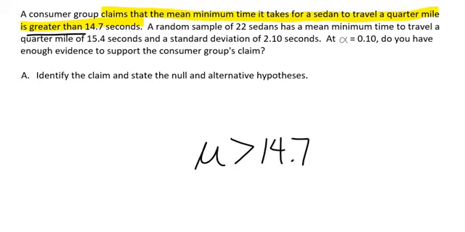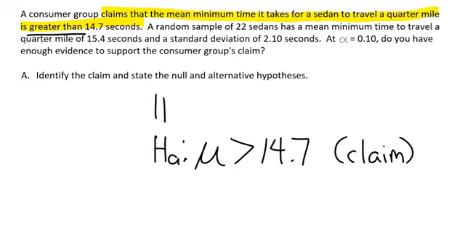Notice that this does not have the equal sign in it. Therefore, this would be the alternative hypothesis. The null hypothesis would be the complement, and that would be less than or equal to 14.7.